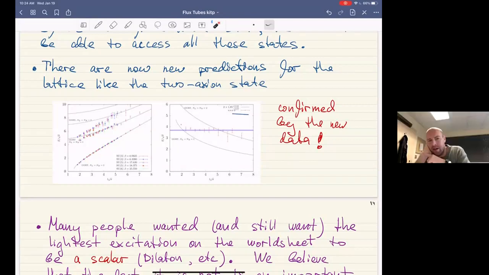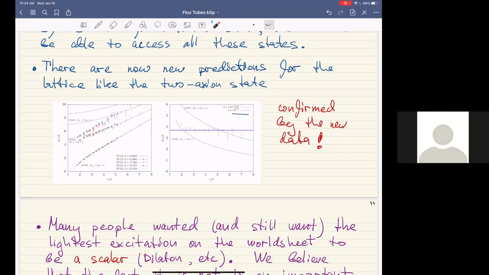Maybe the comment was related to the fact that we are kind of sure that it's a worldsheet two-axion state as opposed to, you know, a string plus a glueball, right? So we can be confident. Yeah. Okay. Right. Okay. Fine.